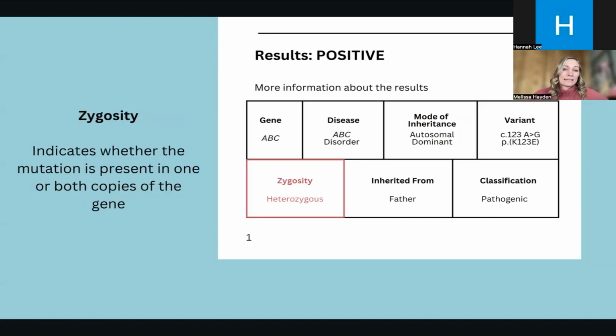Next is zygosity. Remembering that we all should have two copies of every gene, one inherited from our mother and one inherited from our father, the zygosity can tell us whether the mutation is present in one or both copies of the gene.